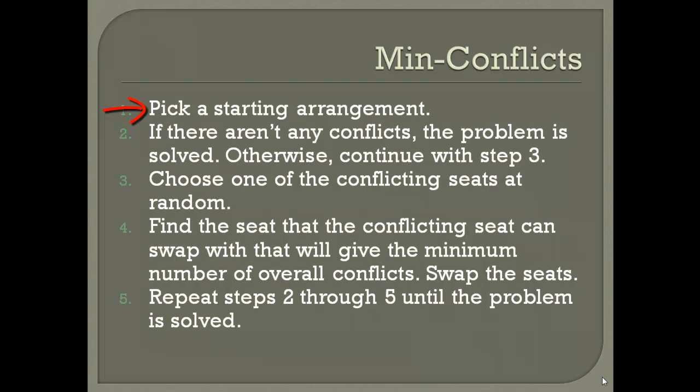Step 1, pick a starting arrangement. Step 2, if there aren't any conflicts, then the problem is already solved. Otherwise, continue with Step 3. Step 3, choose one of the conflicting seats at random. Step 4, find the seat that the conflicting seat can swap with that will give the minimum number of overall conflicts. If there is a tie between two or more seats, we can just pick any one of them. Then you swap the seats. In Step 5, we repeat steps 2 through 5 until the problem is solved.